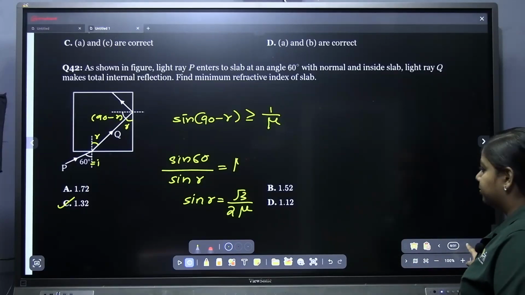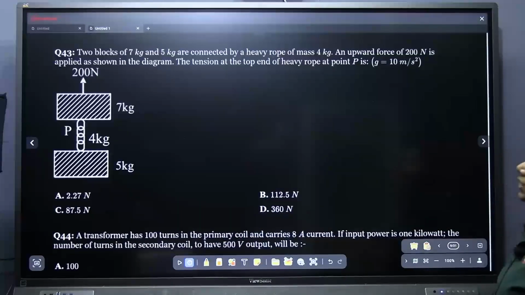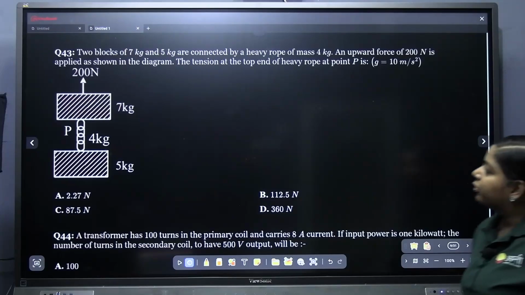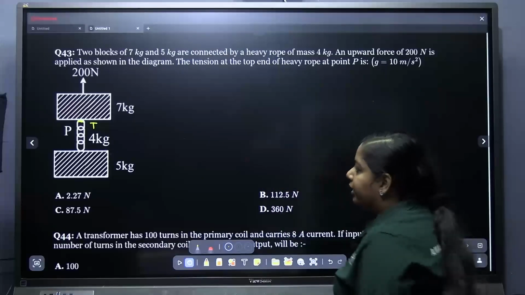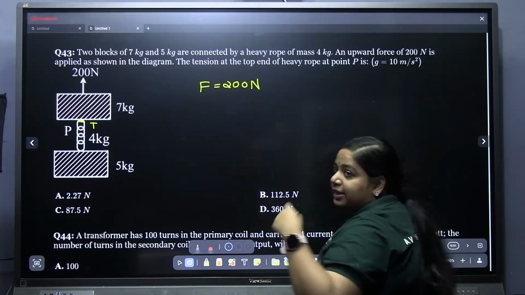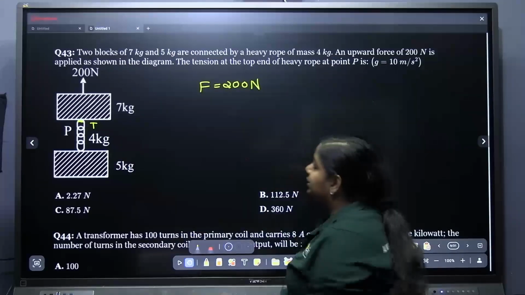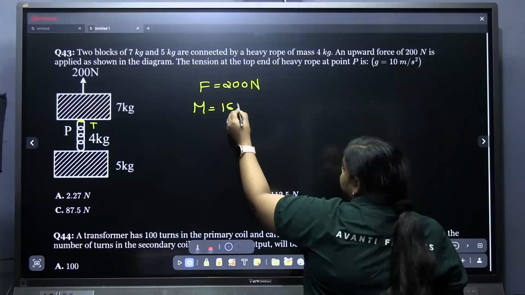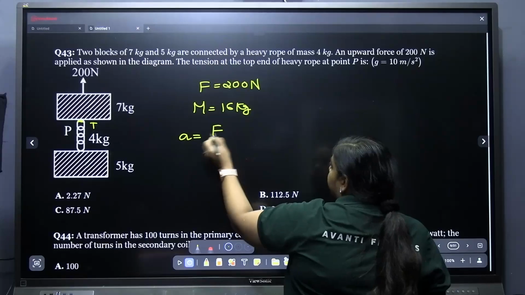Moving on. Two blocks of 7 kg and 5 kg are connected by a heavy rope of mass 4 kg, and the upward force is 200 Newton. Find the tension at the top of the heavy rope. The total external force is 200 Newton, acting on all the masses together. So the total mass is 9 plus 7, 16 kg. Acceleration is F by m.